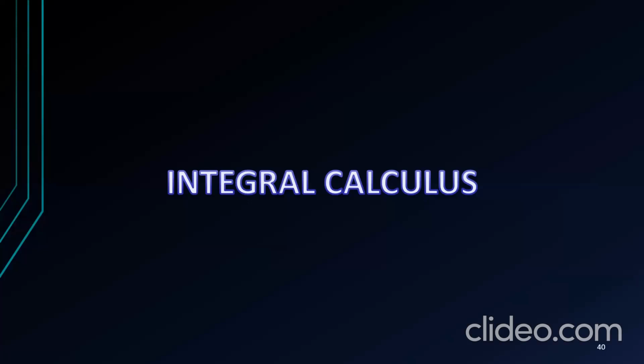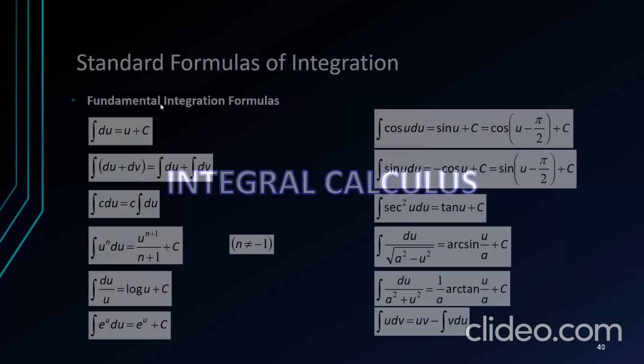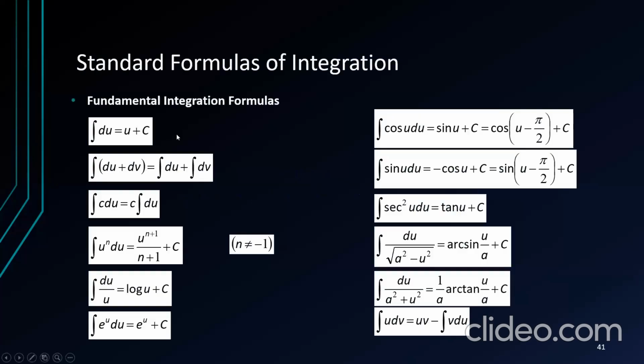Now for the integral calculus. So start with standard formulas of integration. These are the formulas. The integral of du is equal to u plus constant. The integral of du plus dv, the sum, the addition, is equal to the integral of du plus the integral of dv. Now, for a coefficient, the integral of c du is equal to c times the integral of du, where c is a coefficient.